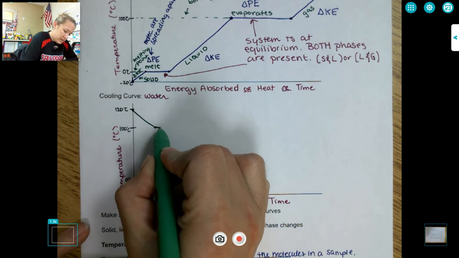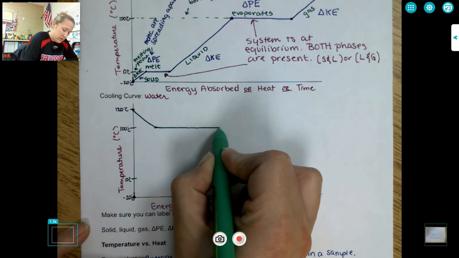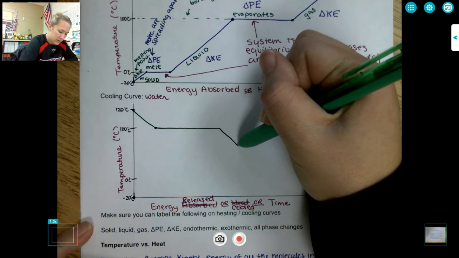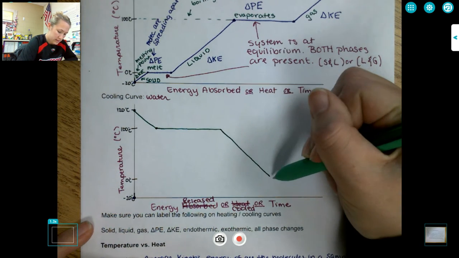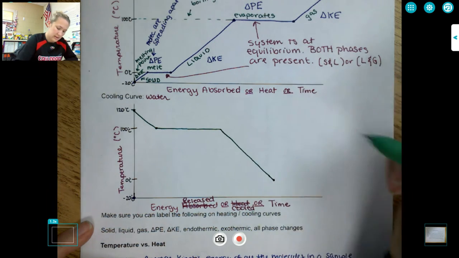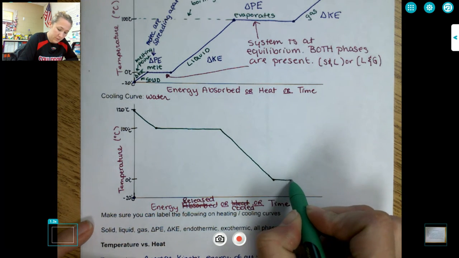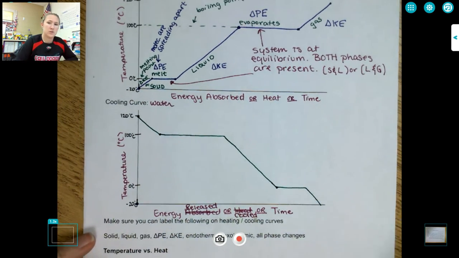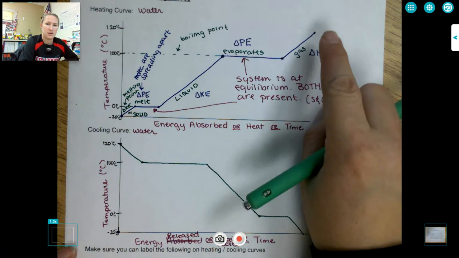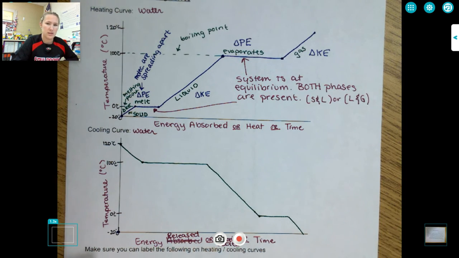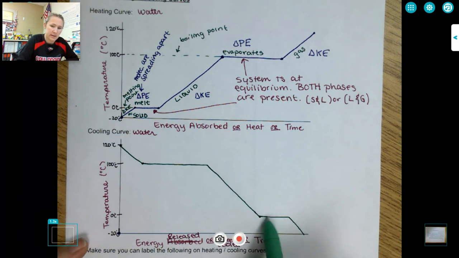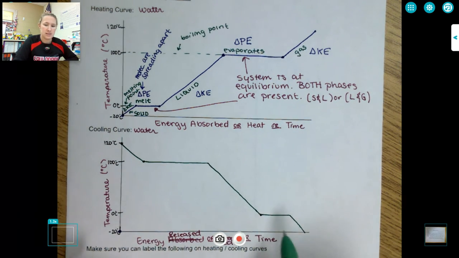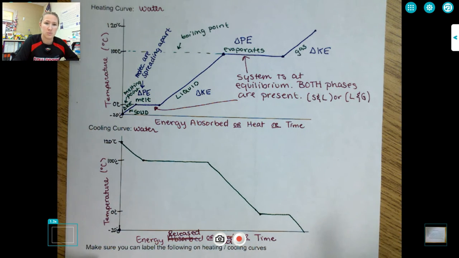At 100 degrees Celsius, I go through my phase change. We know that takes a little bit longer. Then after my phase change, I can decrease until I get to 0 degrees Celsius. At 0 degrees Celsius, I freeze, and then I decrease again to my negative 20. So notice that this graph is the opposite of this graph, or almost like the mirror image, except for my big lines, right? There's a much larger line at my boiling and condensing point than my melting or freezing point, because it just takes more energy.